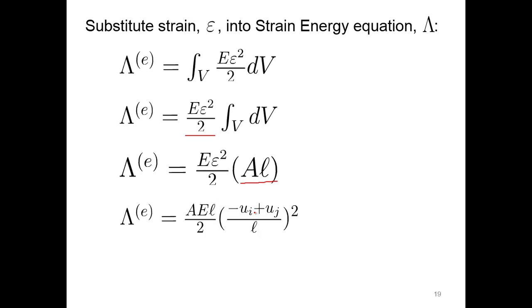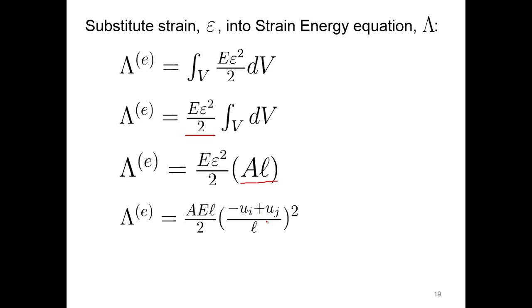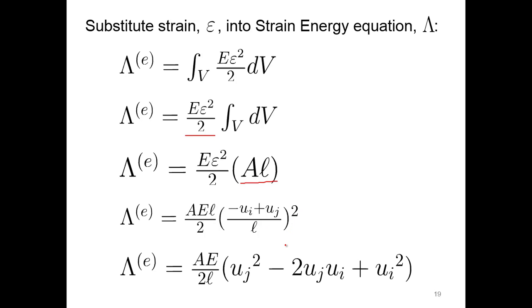Bring in our strain equation we just solved for in the previous slide, so minus ui plus uj over L. We've got to square that. And squaring that out, we get our function here for the strain energy. All right, that all looks good.